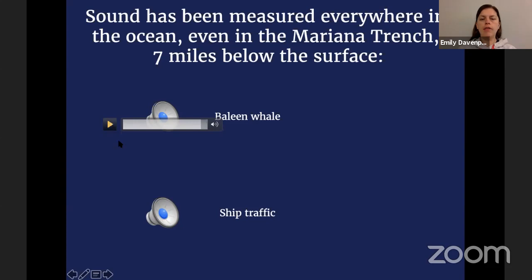In contrast, this is ship traffic. This is the noise that ships make as they travel through the ocean. That's pretty noisy, especially in comparison to that baleen whale. So you can imagine that maybe increased ship traffic might make it harder for animals to hear each other.